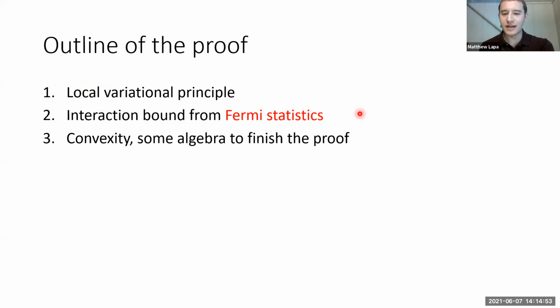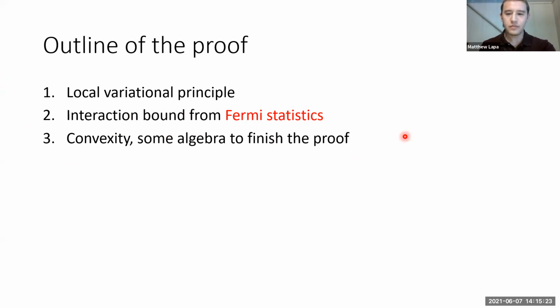And I think that is a very important thing, because even in this case of free fermions with a disordered potential, there would be no analogous result for bosons because the Bose statistics don't have the right type of bound. So I think that is a very important part of this proof. And it's maybe not too surprising that the stability would depend on the statistics of the particles. And then there's some algebra to finish the proof. Convexity always comes in when you're working at finite temperature with different types of expressions.